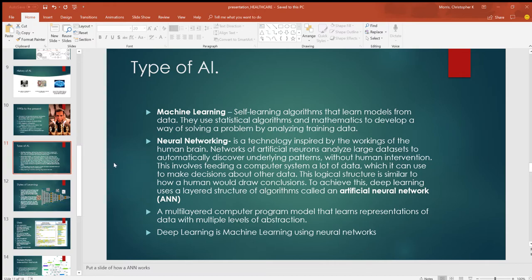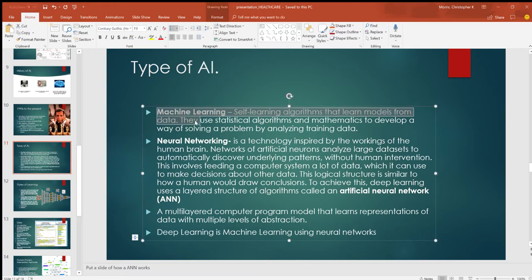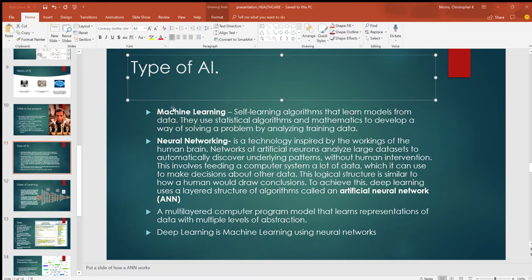But there are different types of AI. And here's where we get into a little bit of the specific types of artificial intelligence. These are all what they call sub areas of artificial intelligence.